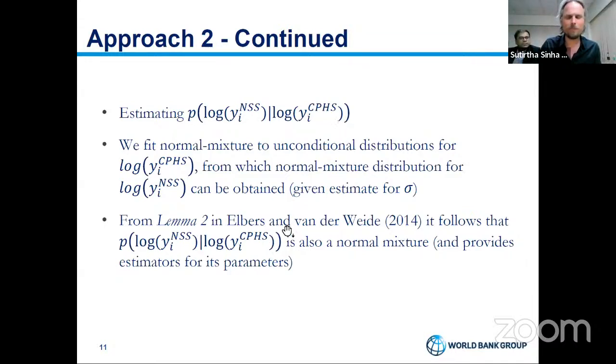It so happens that I have a paper with a co-author, Chris Elbers, that dates back to 2014, where we have a lemma 2 in that paper that does exactly that. I won't delve into the details, but for those of you who are interested, lemma 2 in that paper gives you the expression for this conditional distribution under the assumptions that we're making here.